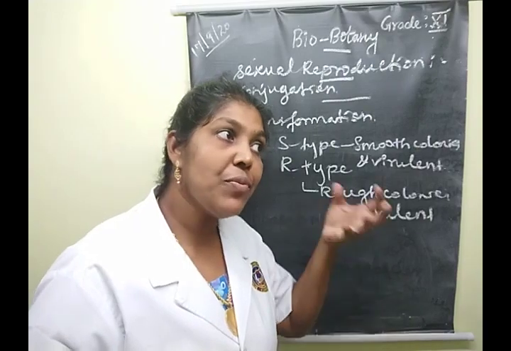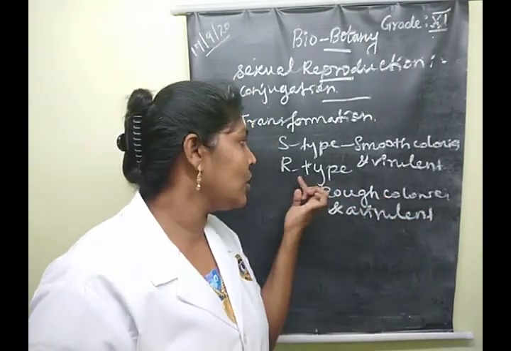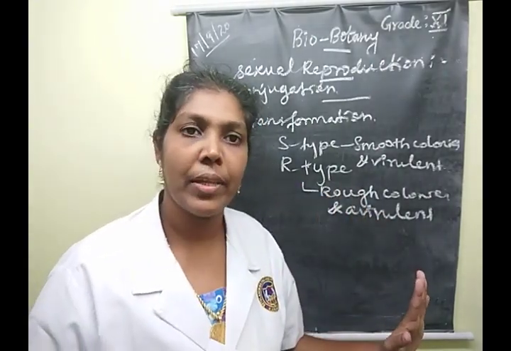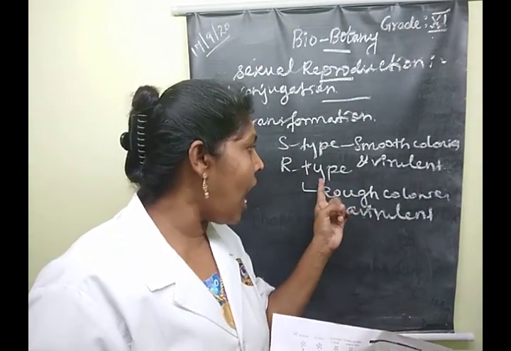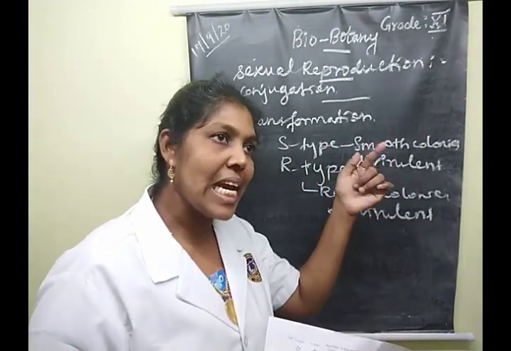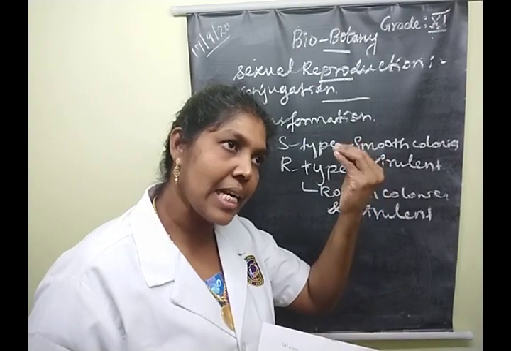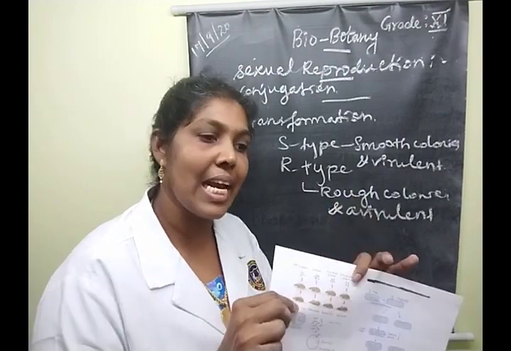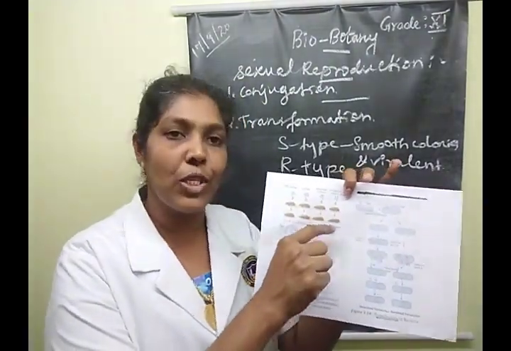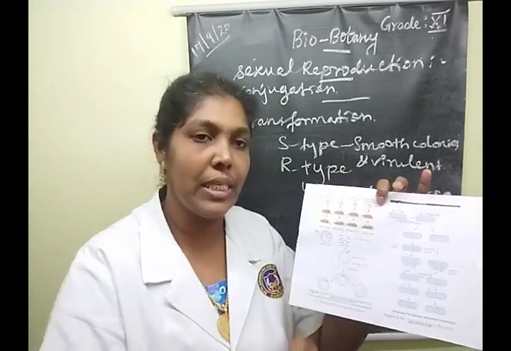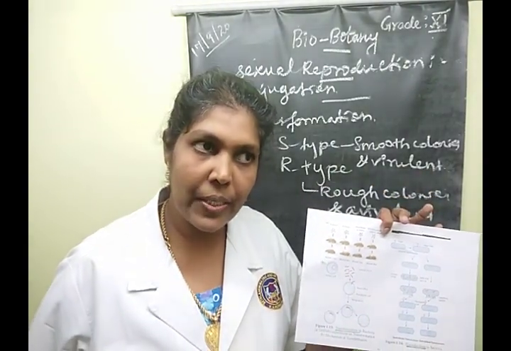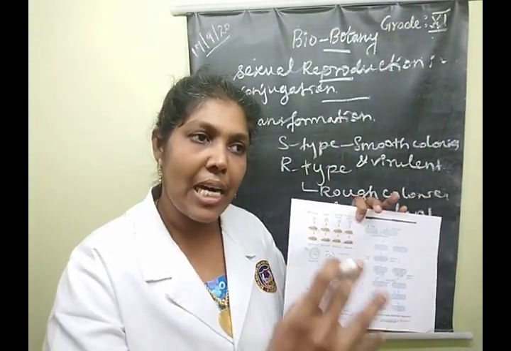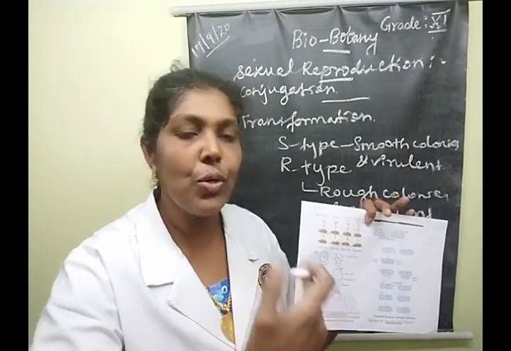Now, which one gets a virulent nature? It's the R type colony cells. Understood, children? The DNA of the smooth heat-killed strain is transferred into the R type cell. Now that R type cell becomes virulent, so the mice come to death conditions. Understood, children? Say yes or no?